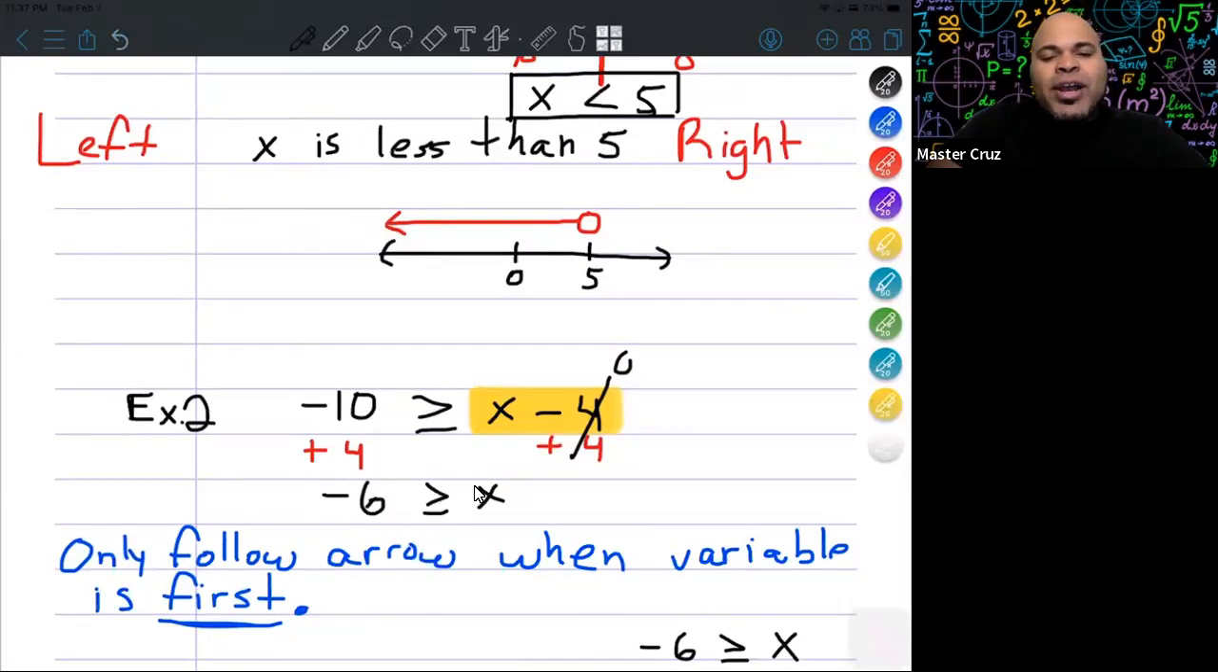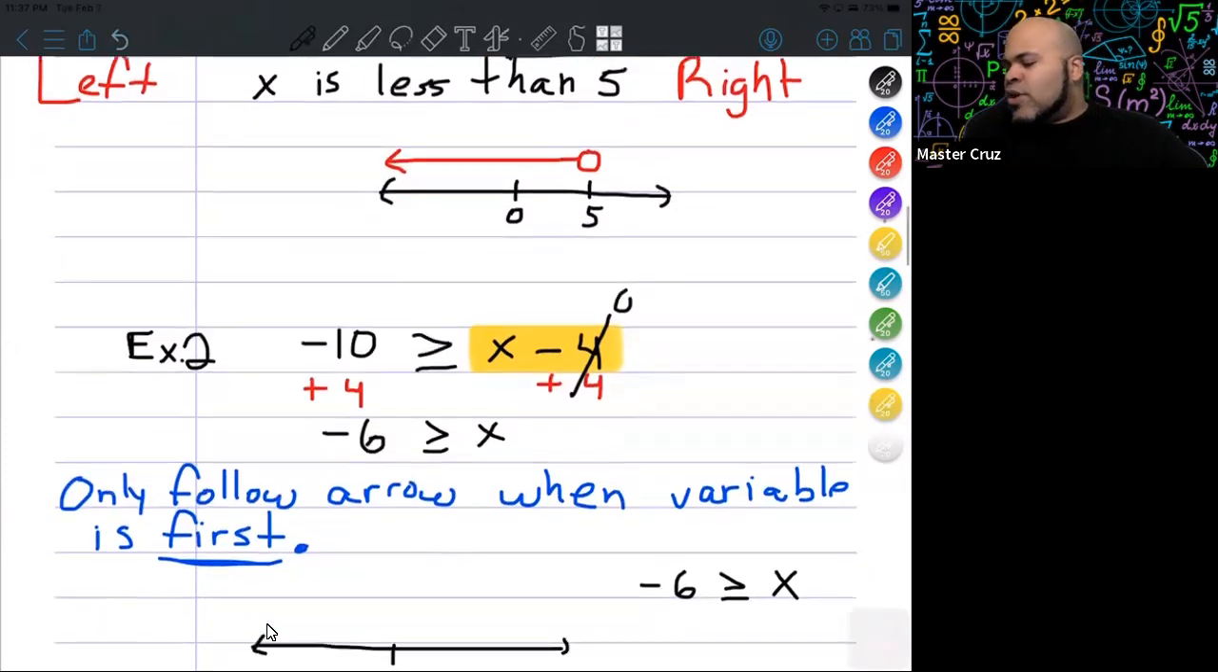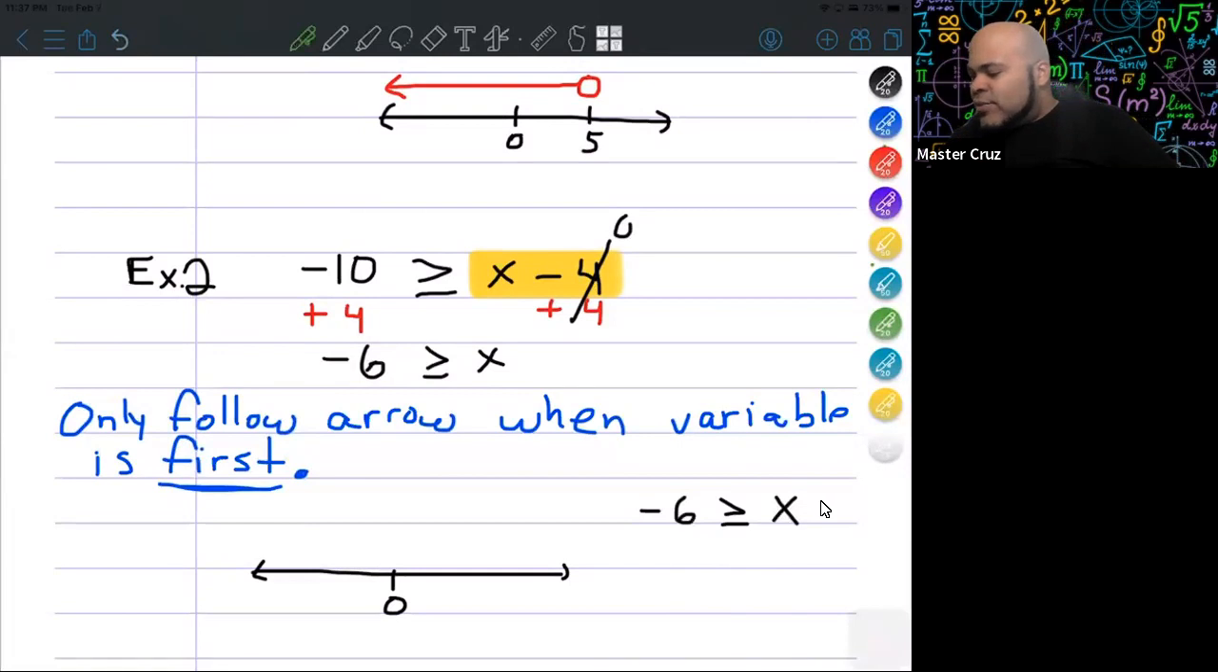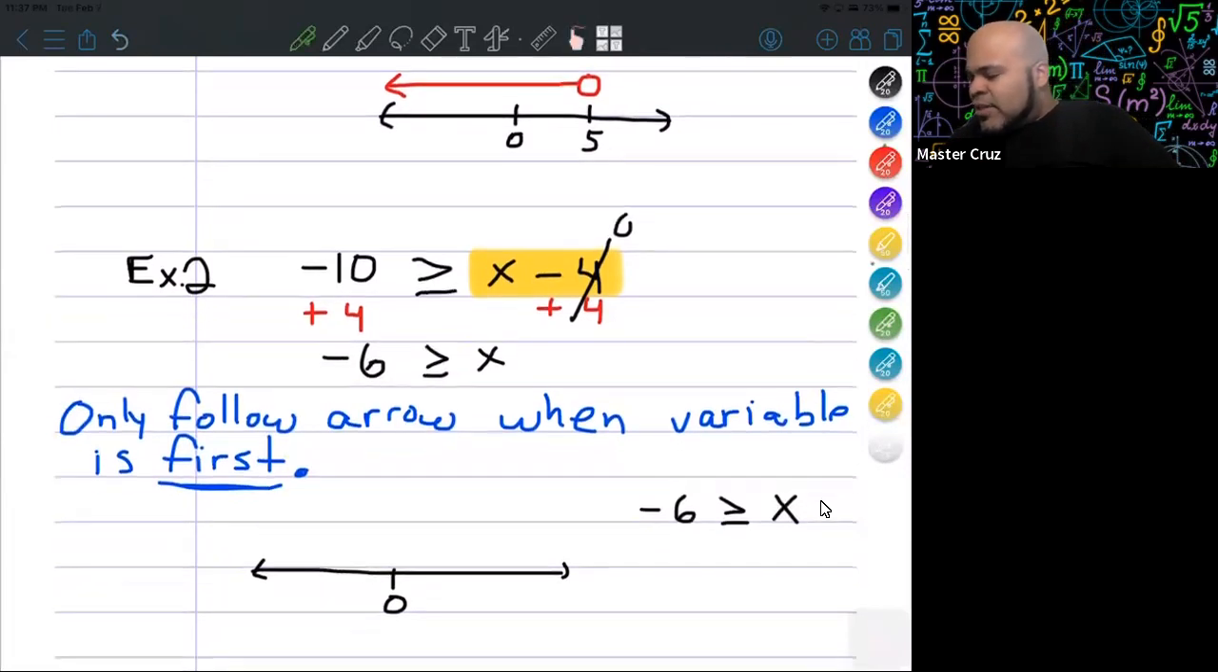Here, this is pointing to the right, but you can't just draw it to the right. Only follow the arrow when the variable is first. So before you graph these, you have to make sure that the variable is always first. In this case, the number is first when you read it from left to right. So I rewrote this over here, and I'm going to write the variable first. The way I do that is I'm going to switch it around. I'm going to take this x and move it to the front, so this is going to be x. I'm going to take this -6 and move it to the end, so this is going to be -6.